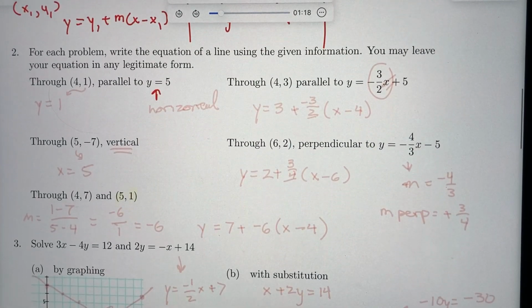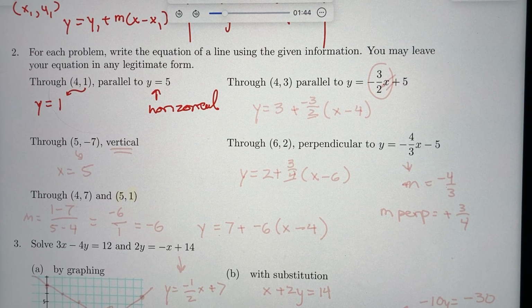If you're looking at problem 2, y equals 5 is horizontal. So to be parallel to a horizontal line, you need another horizontal line. That means it needs to be y equals a constant. What constant? Oh, look, there's a constant. Y is 1. What do you do with the 4? You ignore it because it doesn't care what x is.